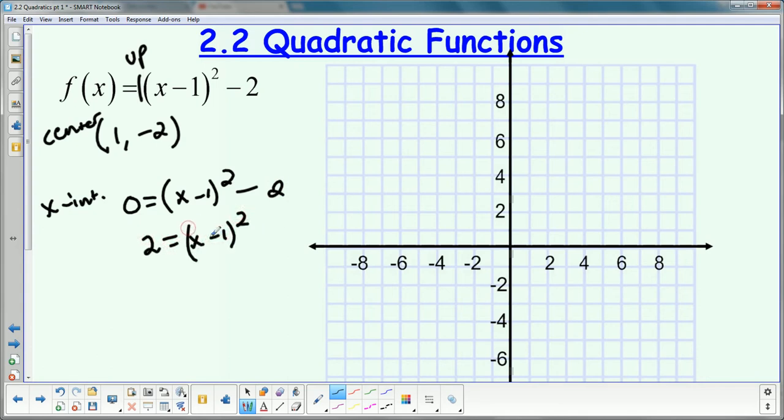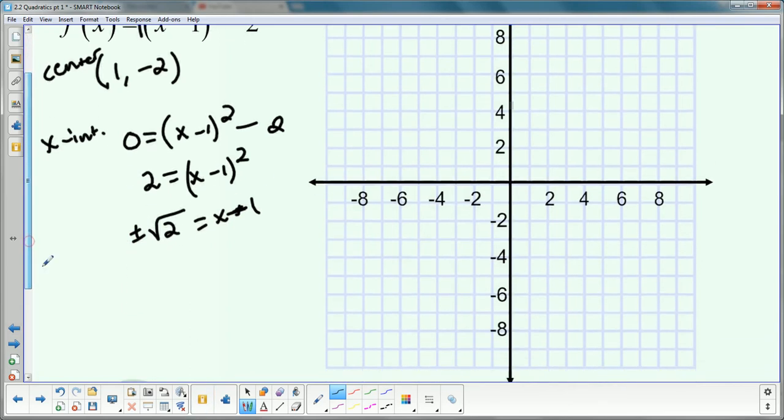And now here's where we do our square root property. Since we have just a squared binomial on the right side and 2 on the left side, we're going to take the square root of both sides. This will be x minus 1, and don't forget it's plus or minus. And then we are going to add 1 to both sides. So we're going to have 1 plus or minus the square root of 2 equals x.